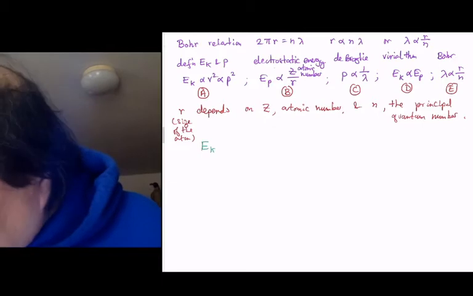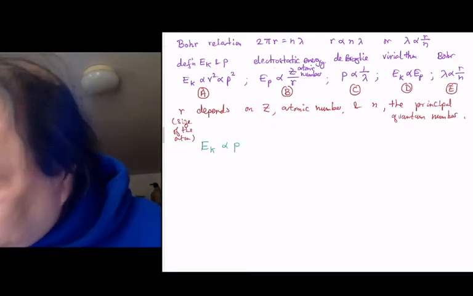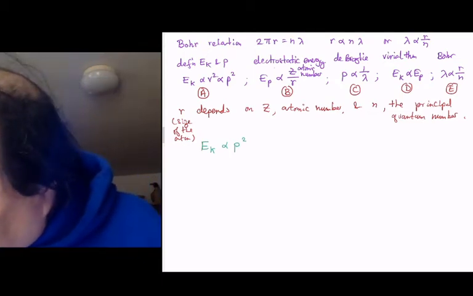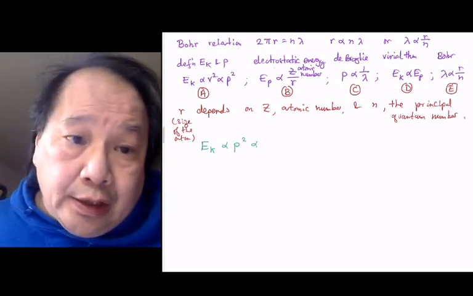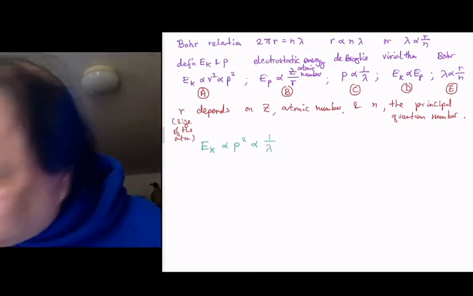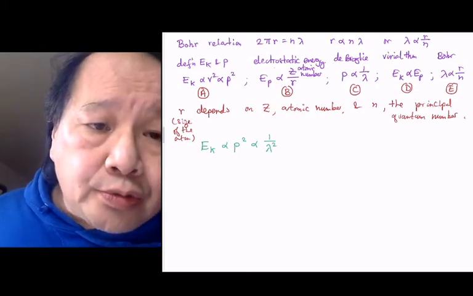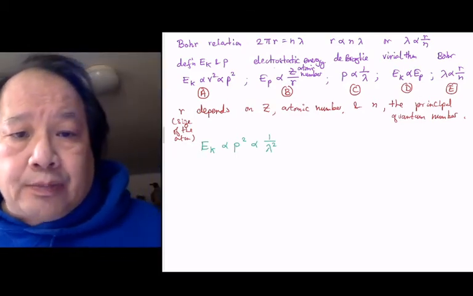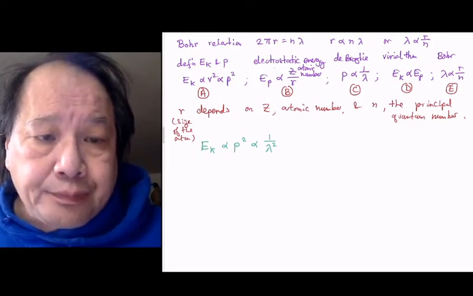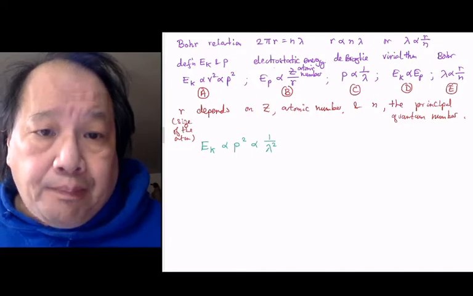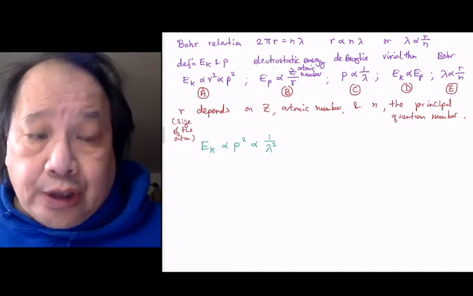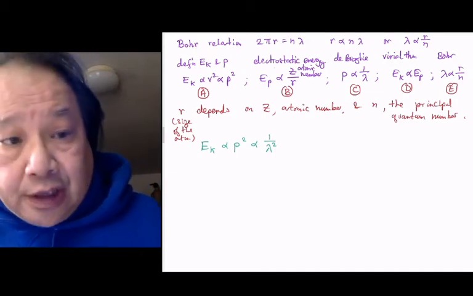EK is proportional to P squared. Put down EK, A, B, C, D, or E. That is A. P squared is proportional to 1 over lambda squared. Look at the 5 relations, it's a little harder. Which one is it? A, B, C, D, or E? Place it down. P is proportional to 1 over lambda, so P squared is proportional to 1 over lambda squared. That's due to C. Okay, that's the kinetic energy.